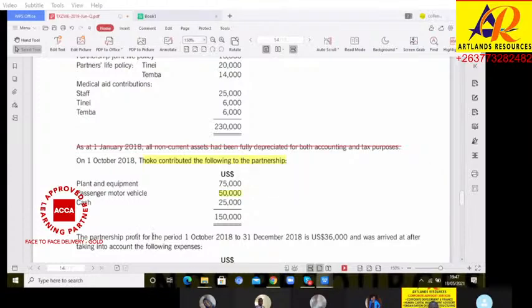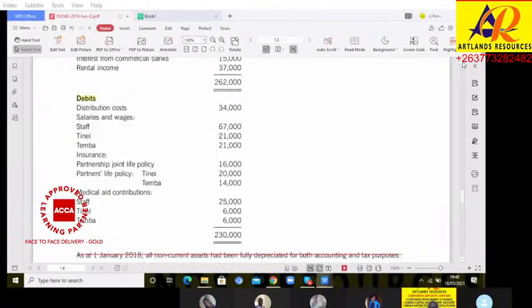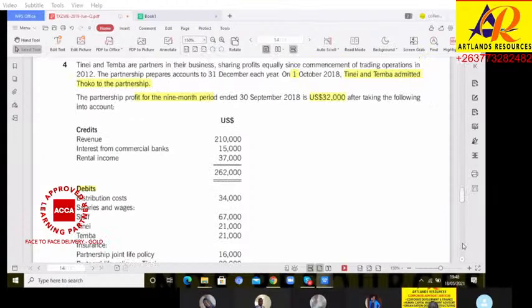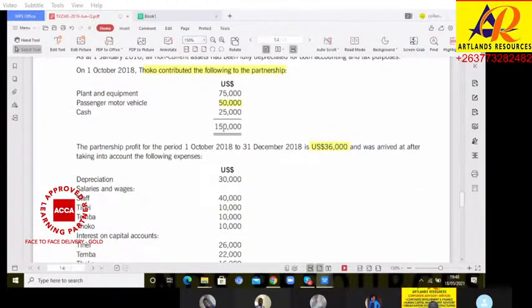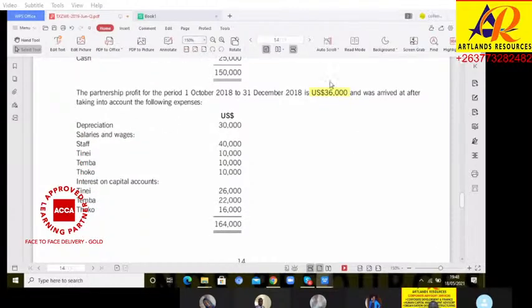Then the partnership profit from 1 October to 31 December was 36,000 after. So the profit is only for 3 months, 36,000. Before Toko was admitted, in 9 months we got a profit of 32,000. After Toko joined, 3 months gave 36,000. So Toko was long overdue, you can see that. So we get the profit after deducting the expenses for those 3 months.